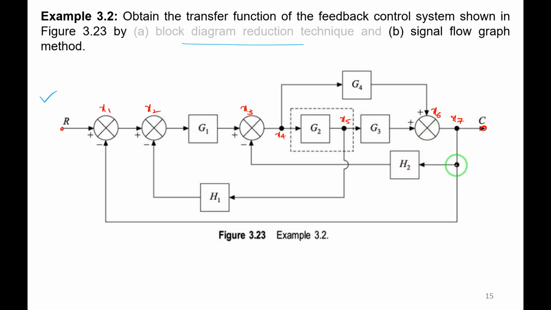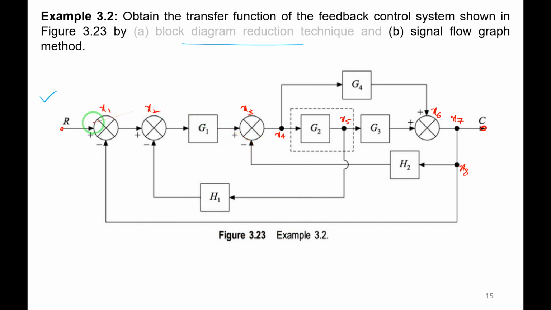Then search for other things. Here one more takeoff point is there, I can take it here also. So let me take it as X8 because this is a takeoff point, right? Is there any takeoff point or summing point anywhere in the other part of the block diagram? No, right? So I will redraw the block diagram.